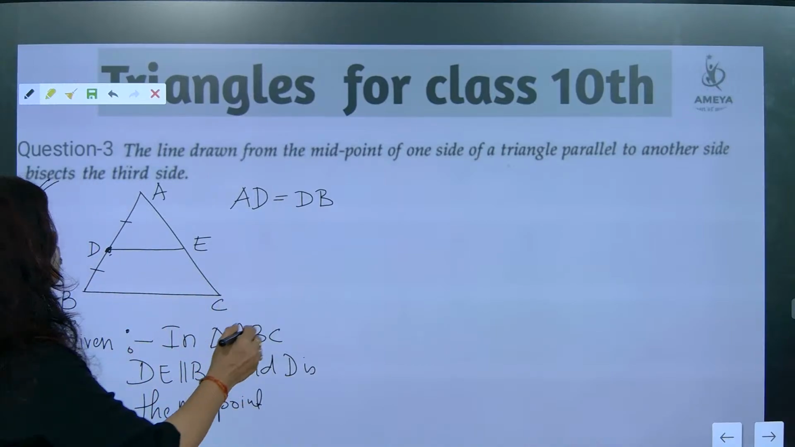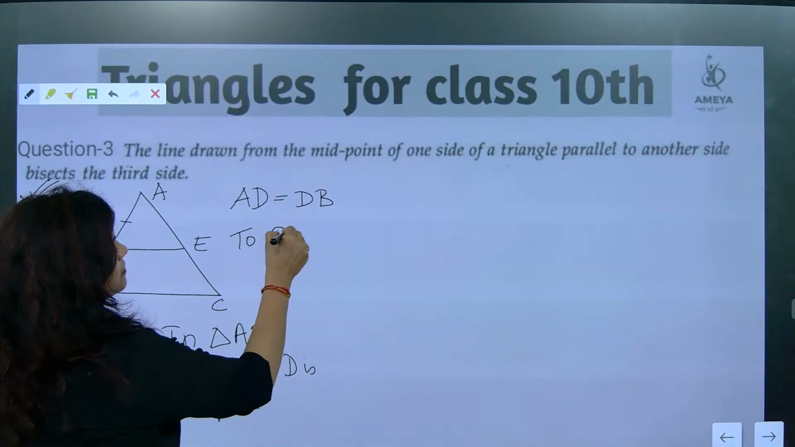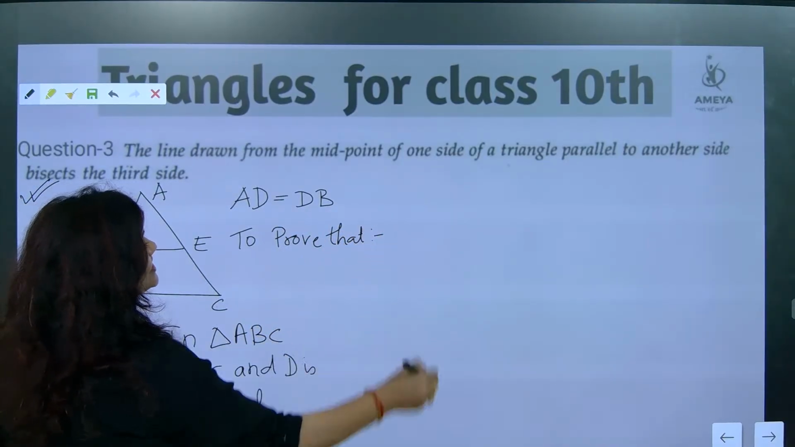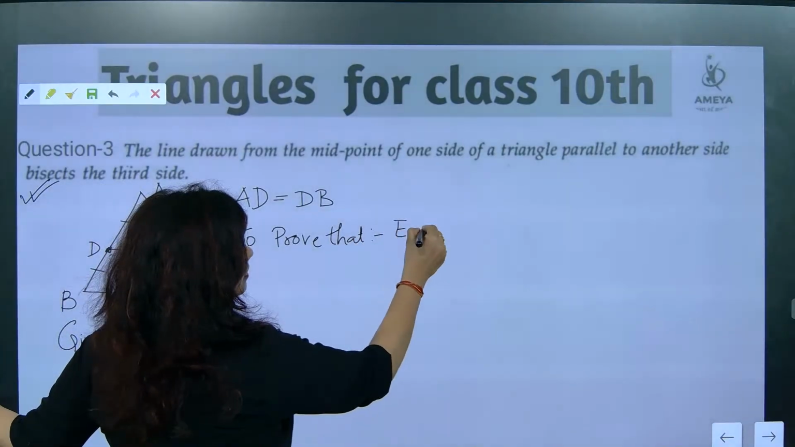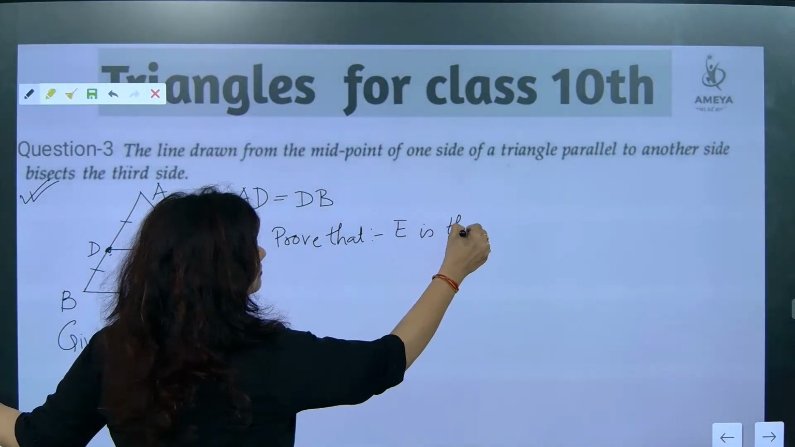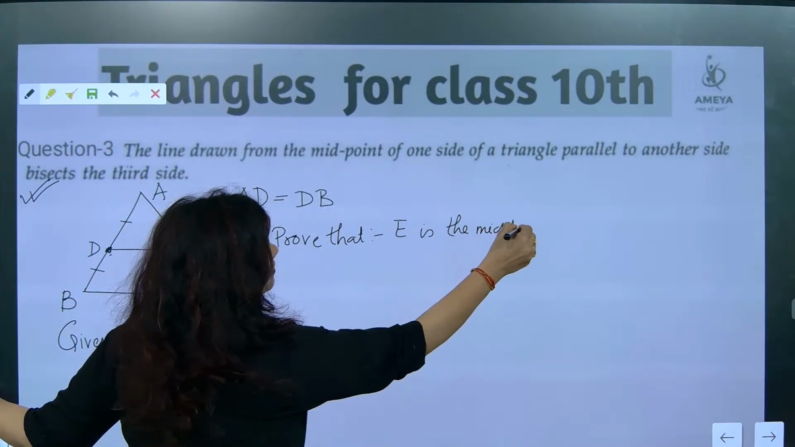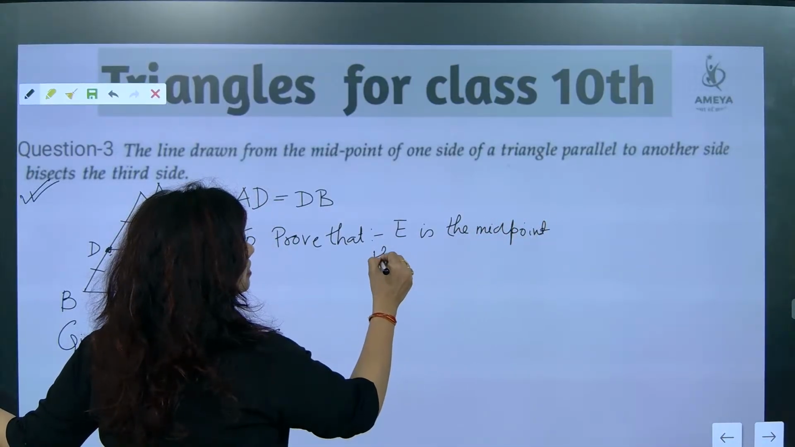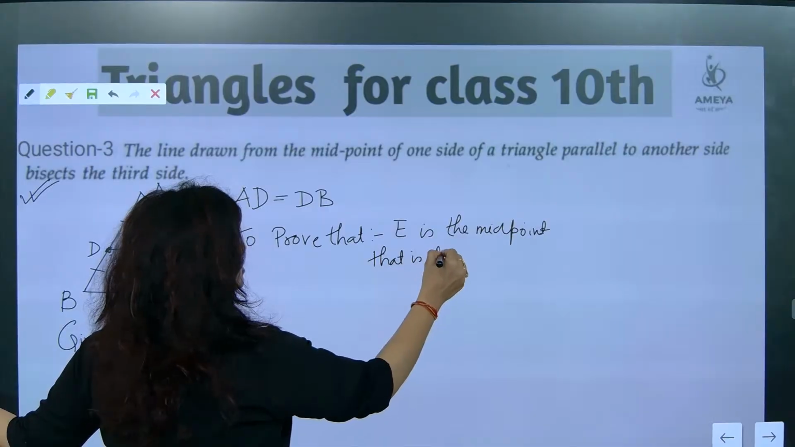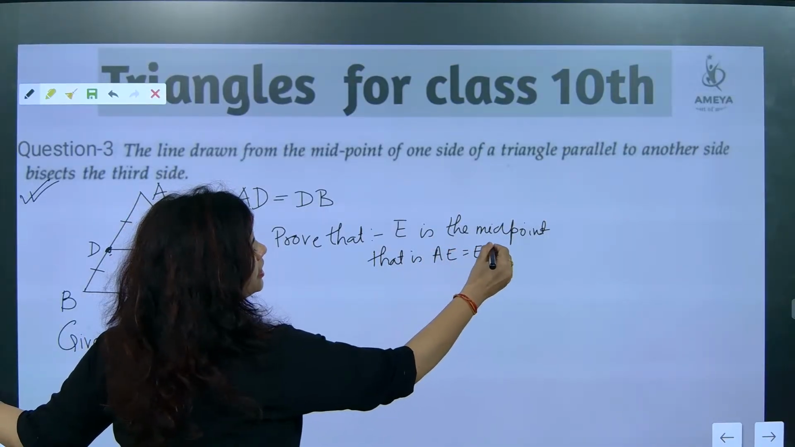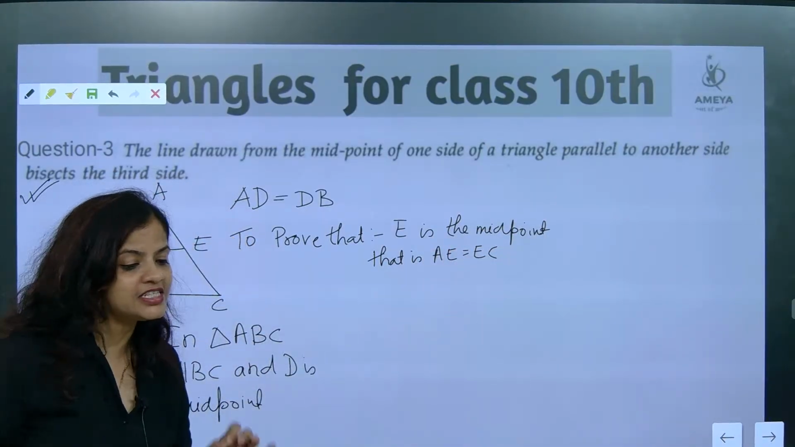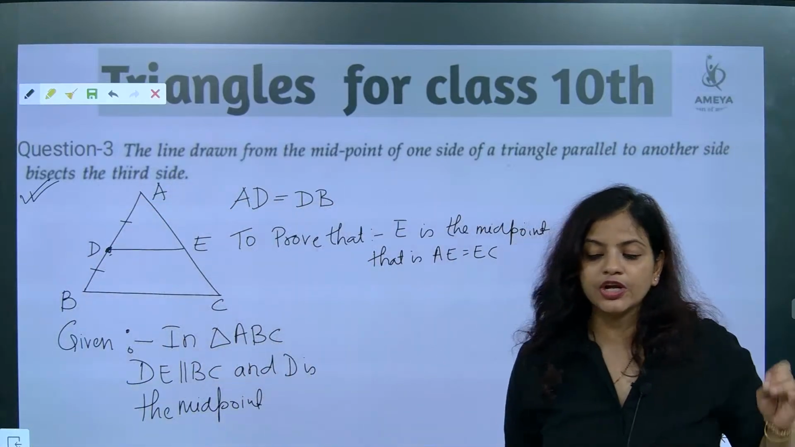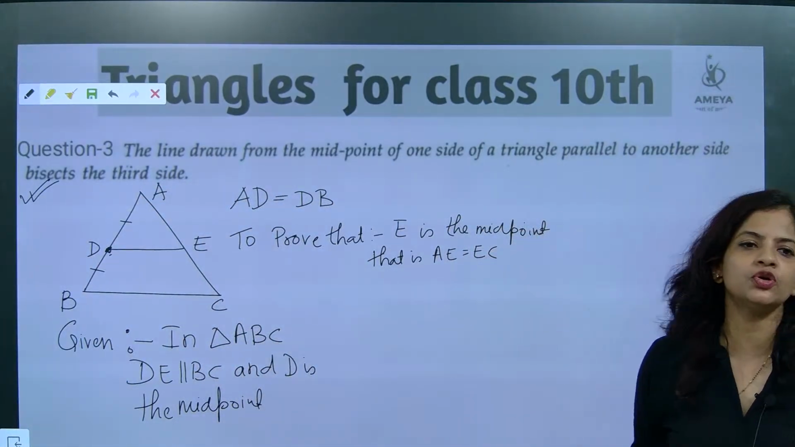Now beta, what did they tell to prove? To prove that E is the midpoint, that is AE is equal to EC. Means to prove E is the midpoint, it is sufficient, very good Vinay, to prove that AE is equal to EC.